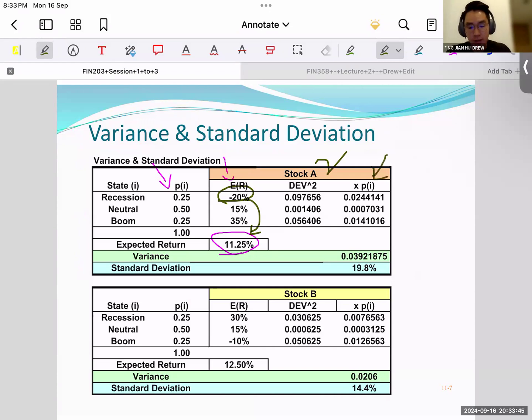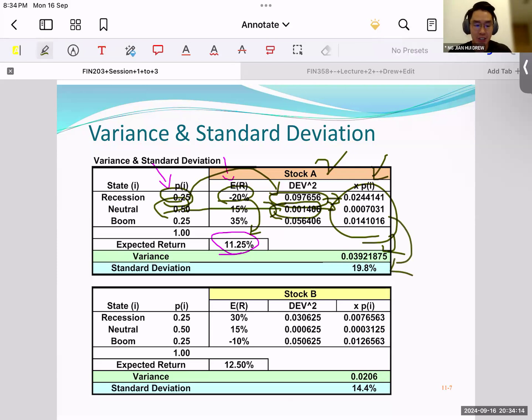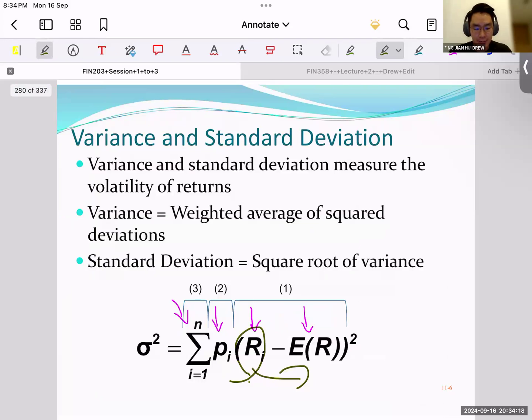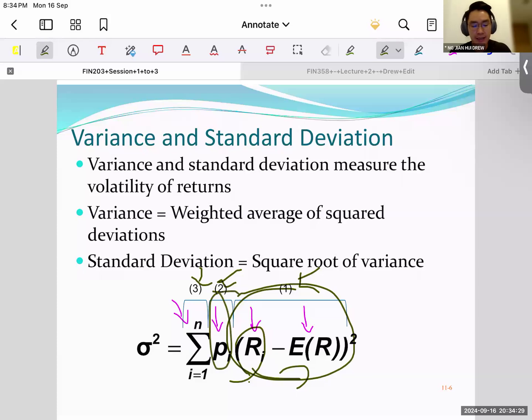The next step, then, is you multiply by probability. In this case, this is 0.25. So you take 0.25 multiplied by this one to give you this, and 0.5 multiplied by this to give you this. So you multiply by probability. Last but not least, you sum it up to give you the variance here, and you square root it to give you the standard deviation. Okay, so I'm just going to flip back to the previous slide to show you what this means. Step 1 is you take returns minus expected return. Step 2, you multiply by probability. Step 3, you sum it up. So you can follow the 1, 2, 3 to calculate the variance.